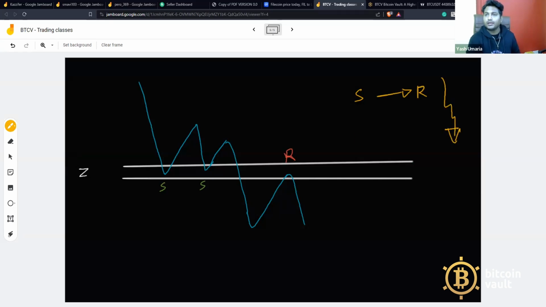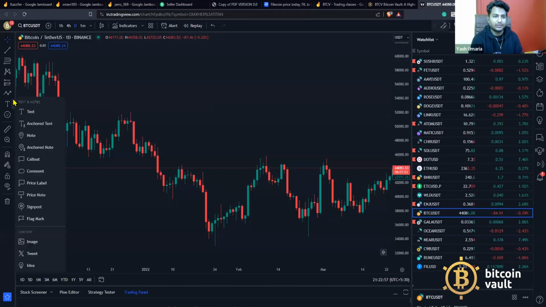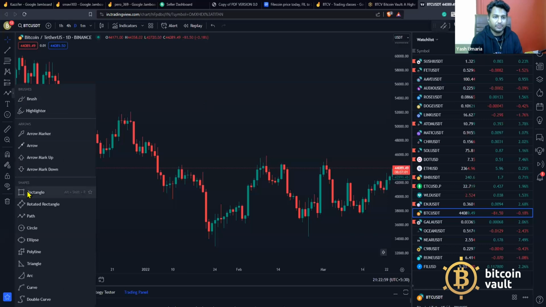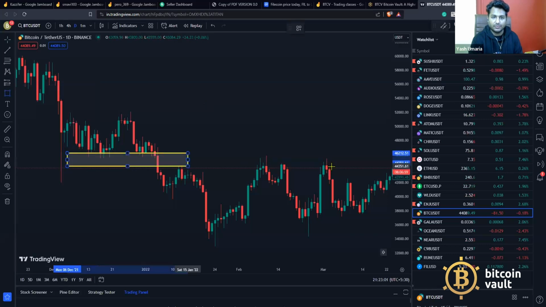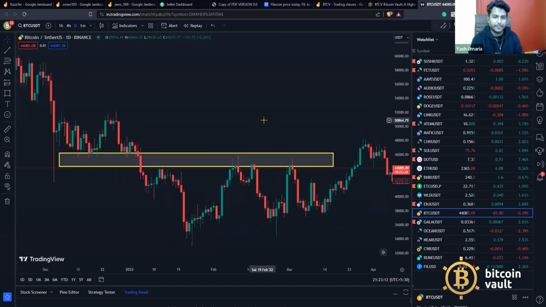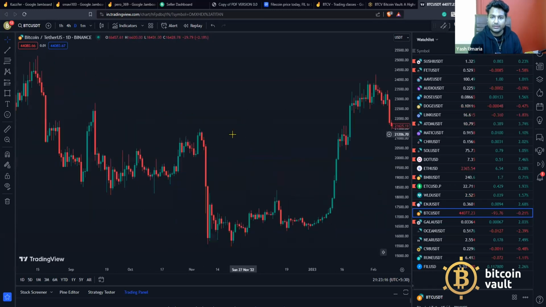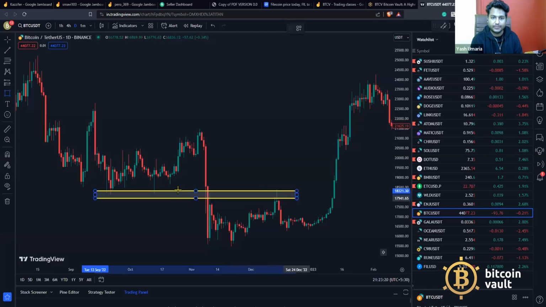Okay. I can show you the example, of course. Right here we have an example. See, I can use a rectangle, draw something, you see. The same zone that was acting as a support, once broken, is now acting as a resistance. Okay, it's very simple, but it's the basic of trading. You have to understand this part. The same zone that was acting as support is now acting as a resistance.